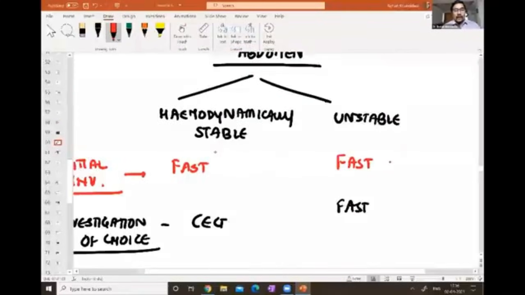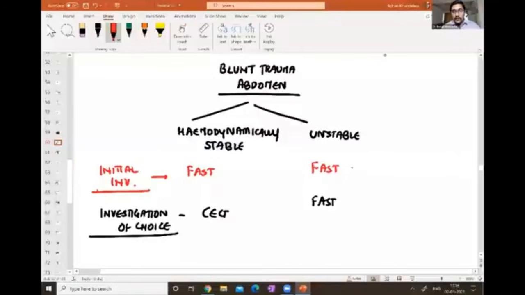If you have a patient with blunt trauma abdomen, if the patient is hemodynamically stable, the first investigation always is FAST, but in a stable patient, the investigation of choice is CECT, that is contrast enhanced CT scan. For an unstable patient, the investigation of choice in both situations is FAST.